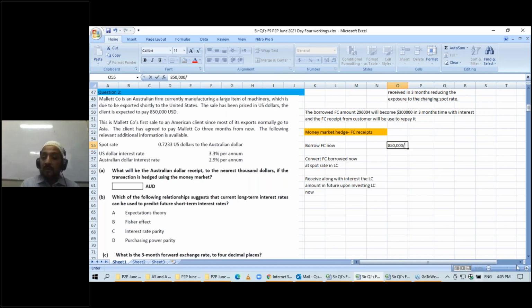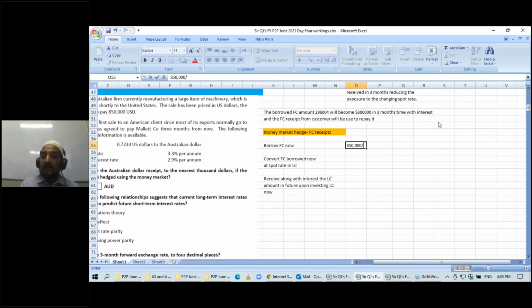So first we have to calculate the rate at which we have borrowed. We have borrowed the money for 3 months because the currency is going to be received in 3 months time. So we'll calculate the present value for 3 months time, right? In order to do this, first we will calculate the rate of borrowing, RB. RB is over here 3.3%, 0.033.